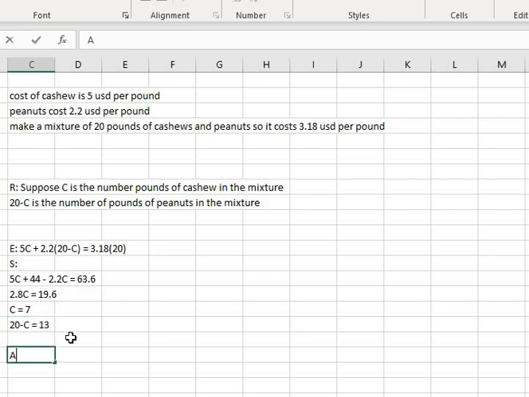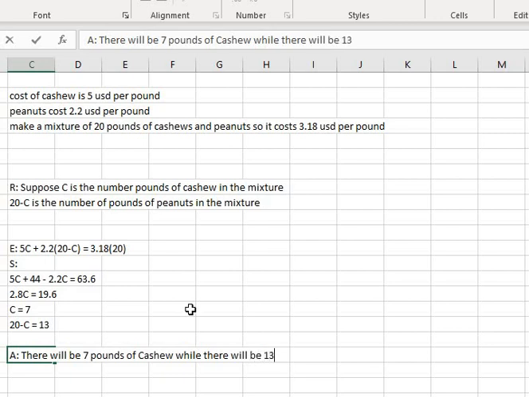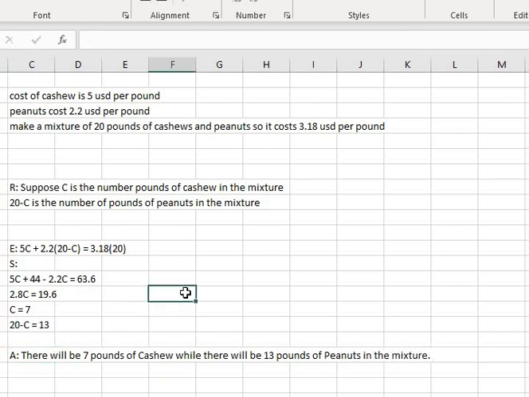Okay. So, our answer: how many pounds of cashew? There will be 7 pounds of cashew, while there will be 13 pounds of peanuts in the mixture. Okay, checking our answer, we see that if we multiply 7 by 5, we get 35, right? And then multiply 13 times 2.2, we get 28.6. And 35 plus 28.6 gives us 63.6. So we know that our answer is correct.